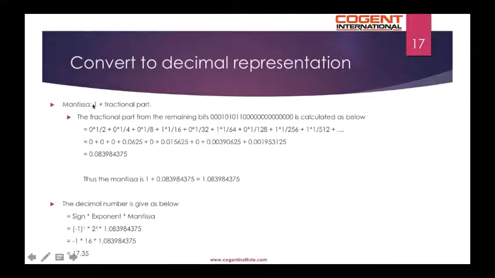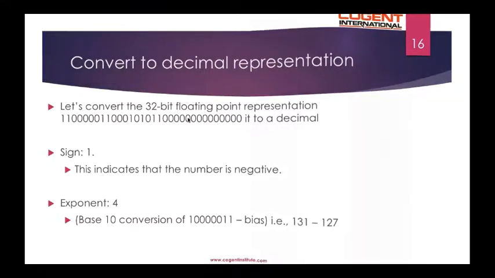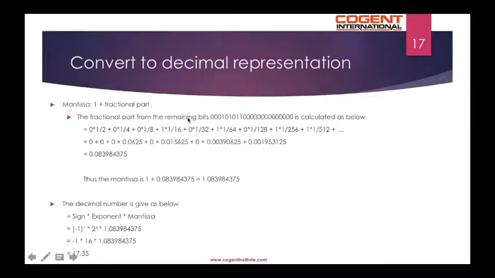And mantissa, as we had seen, we had ignored the 1 and we had just taken the fractional part. So it is implied that it has to be 1 plus fractional part. The sign bit and the exponent bits are already considered. Now the remaining 23 bits are the mantissa or the fractional part bits. So those are converted into their decimal representation as seen here.